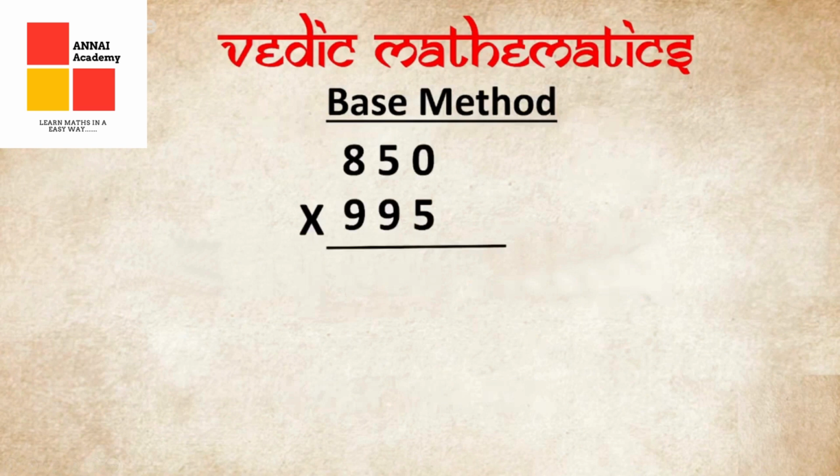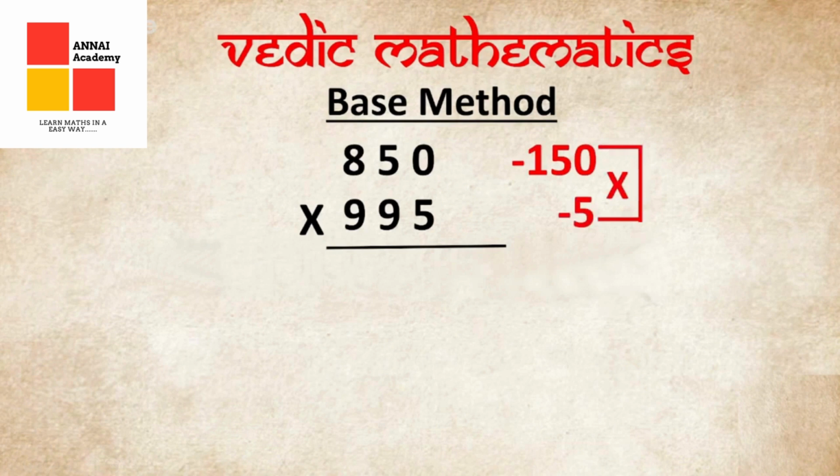For both the numbers, we have taken the base as 1000 because both the numbers are very close to 1000. Now both the numbers have the same base. What is the base? 1000. You will see that 850 is less than 1000 by 150. At the same time, 995 is less than 1000 by only 5. Multiplying will give you 750. This is the answer of your right-hand side.